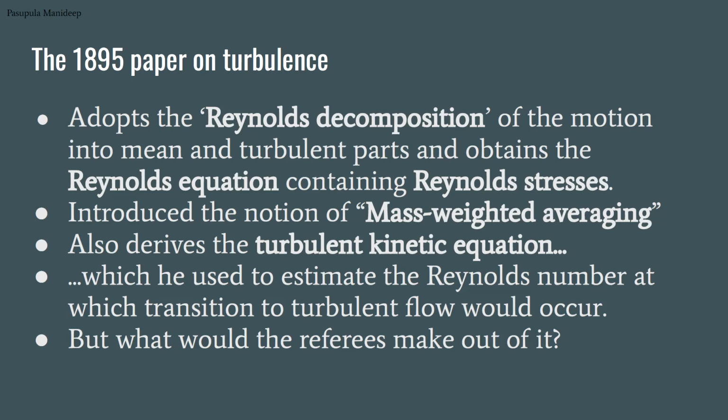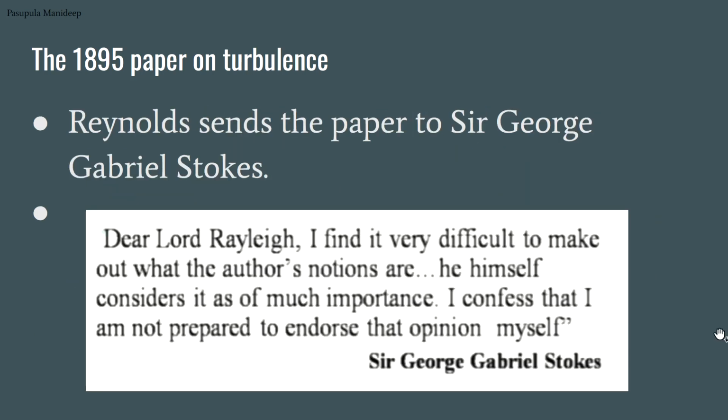He went off to referees with his work, and at that time, Lord Rayleigh was the editor of the Proceedings of the Royal Society. He sent the paper to Sir George Gabriel Stokes. Stokes then replied to Lord Rayleigh, as you can see in the figure, that I find it very difficult to make out what the author's notions are. He himself considered it as of much importance. I confess that I am not prepared to endorse that opinion myself.